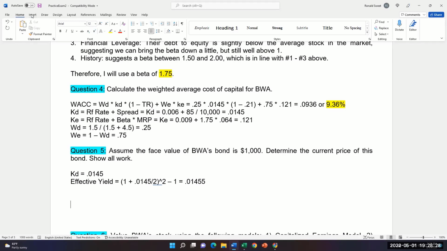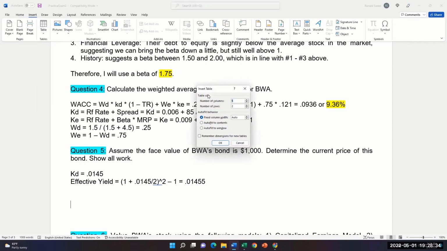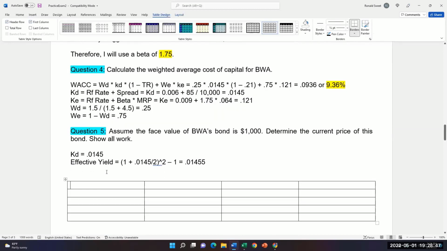And then you set it up. We can do it as a table. Let's put 4 columns and 5 rows. So we got time, we got the cash flow, we got the discount factor, we got a discounted cash flow.